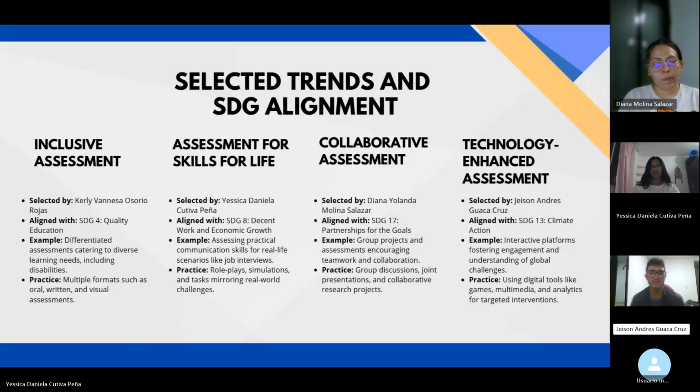So now, assessment for skills for life was selected by Jessica Daniela Cutiva Peña, aligned with SDG 8, decent work and economic growth. One example was assessing practical communication skills for real-life scenarios like job interviews. Practice was role-play, simulations, and tasks mirroring real-world challenges.